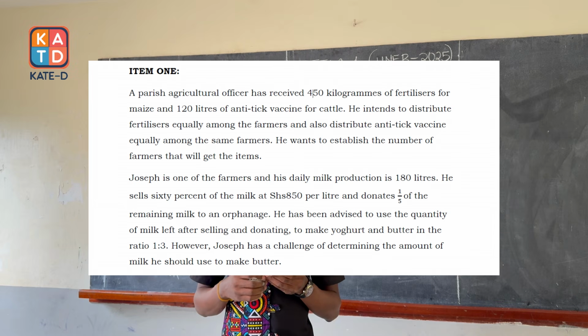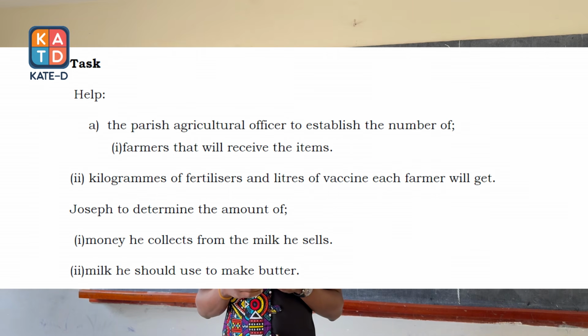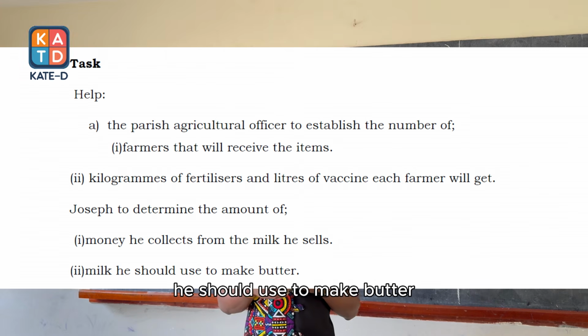However, Joseph has a challenge of determining the amount of milk he should use to make the butter. Task. Part A, help the parish agriculture officer to establish the number of farmers that will receive the items, and the kilograms of fertilizers and liters of vaccine each farmer will get. Part B, help Joseph to determine the money he collects from the milk he sells, and the milk he should use to make butter.